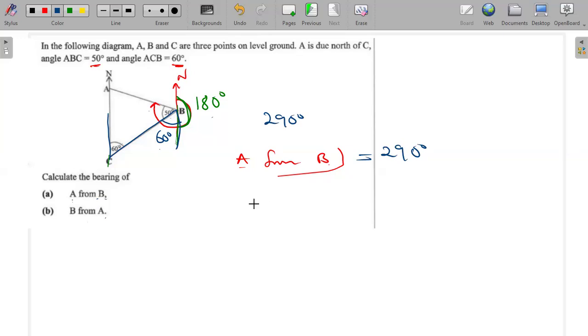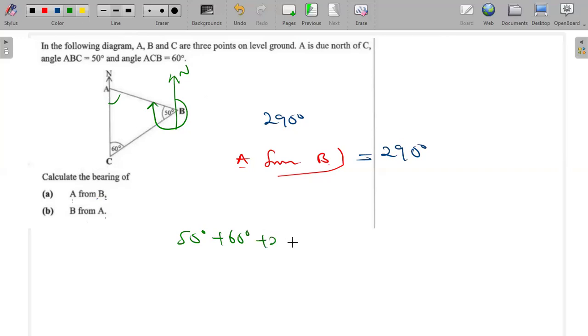We could have used another way, that is finding this angle first here. So let's find that angle here. Since it's a triangle, let me erase C. What we are finding is the bearing north here. In this triangle, we have a 60 and a 50, so you can find that angle there. So 50 degrees plus 60 degrees plus x is equal to 180, it being a triangle.